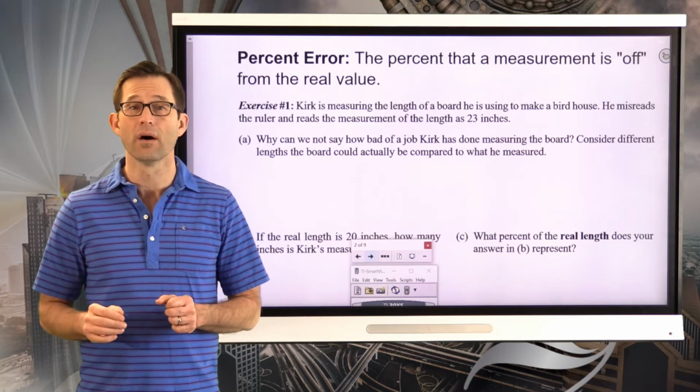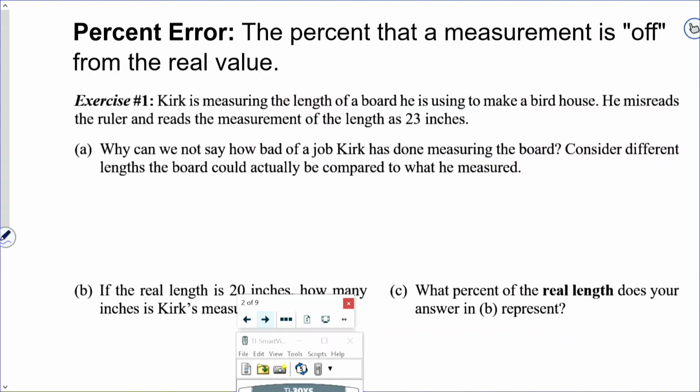So let's see how that's done in exercise number 1. Kirk is measuring the length of a board he is using to make a birdhouse. He misreads the ruler and reads the measurement of the length as 23 inches. Letter A asks us, why can we not say how bad of a job Kirk has done measuring the board? Consider different lengths the board actually could be compared to what he measured.